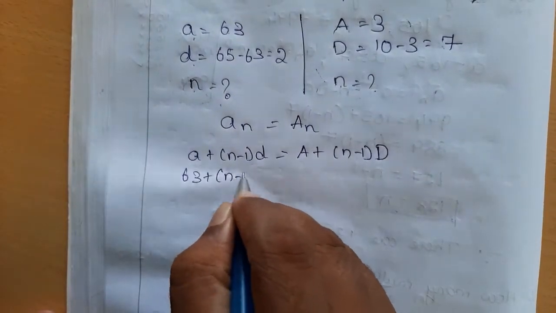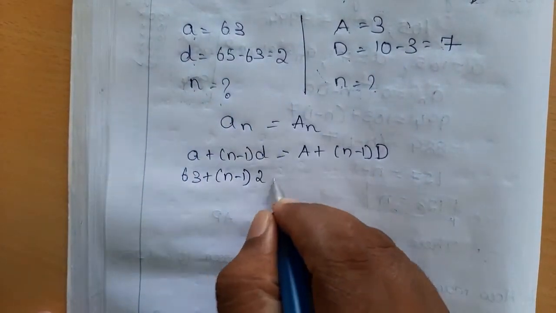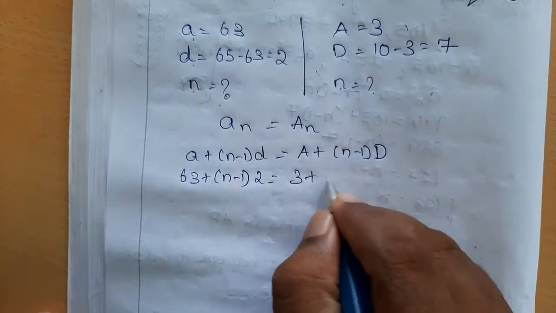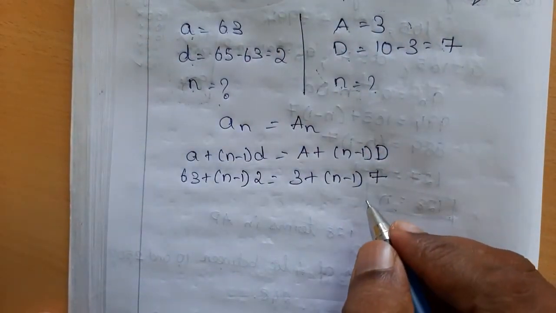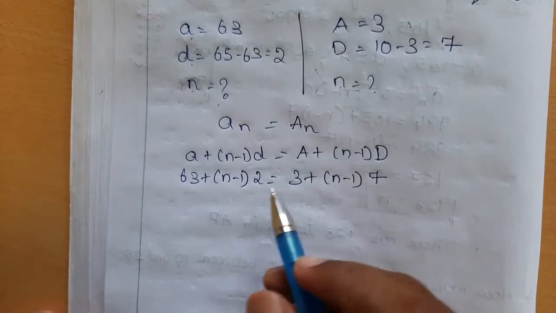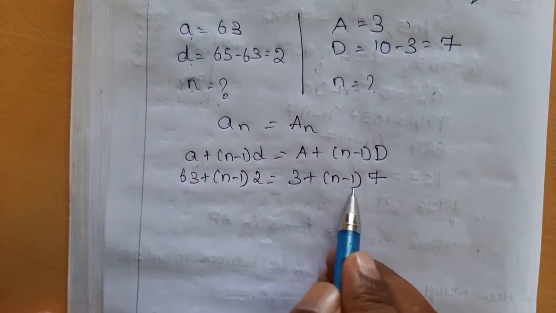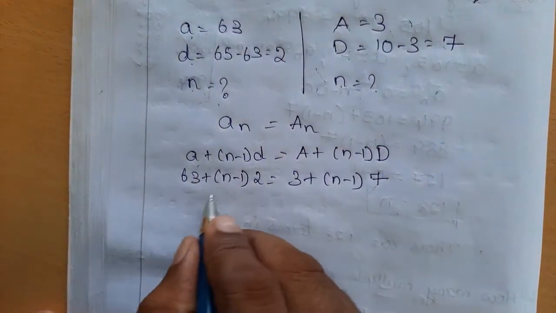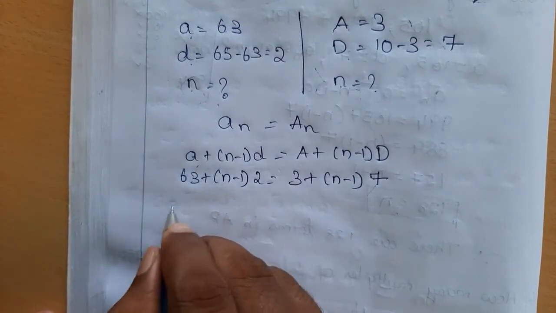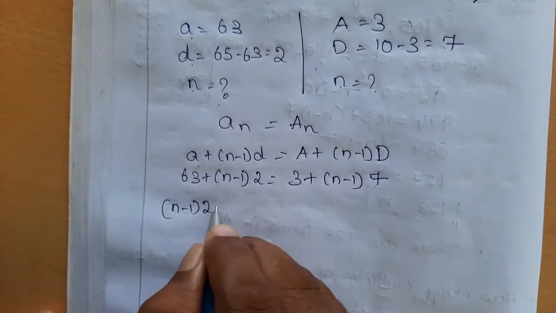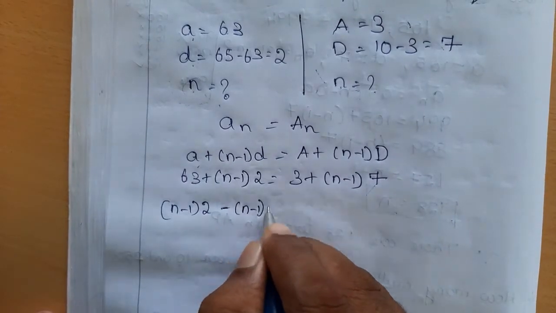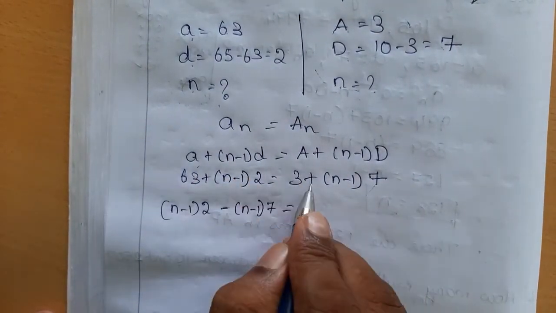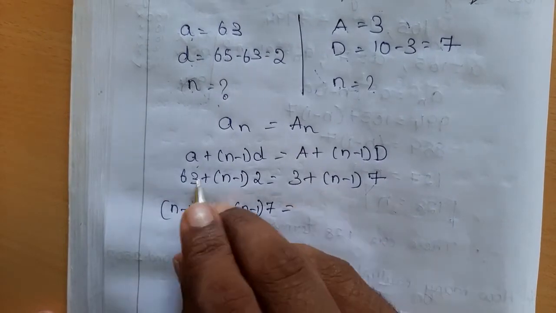So now we substitute. 63 plus n minus 1 into d, which is 2 here. Capital A is 3 plus n minus 1 into 7. So let me bring 63 here and n minus 1 into 7 to this side. It will become n minus 1 into 2, and bringing the other over, minus n minus 1 into 7. Here 63 will become a subtraction. So 60 minus 60.